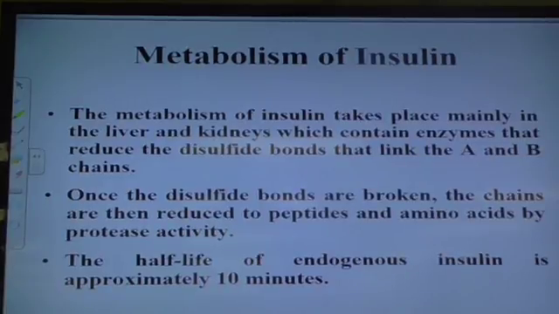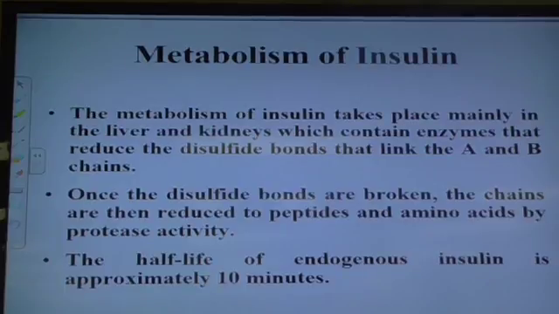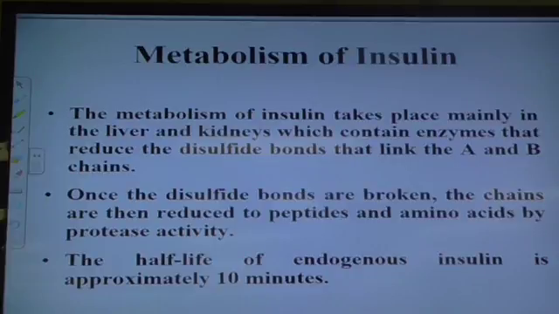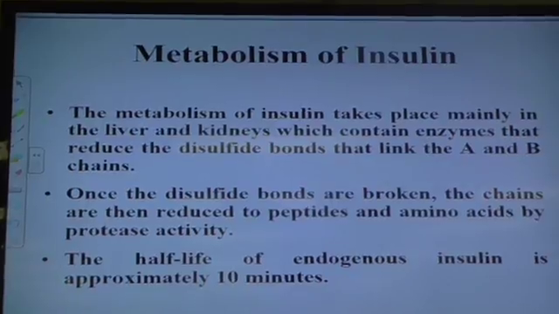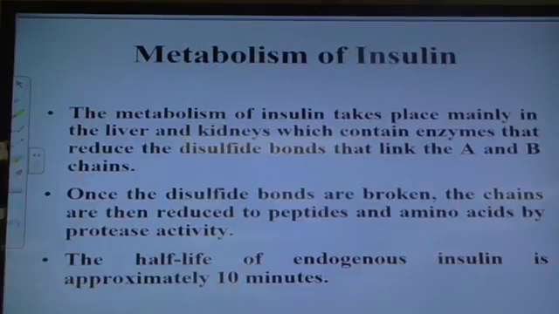Now, what happens to insulin? Well, what organs do you think metabolize it? Liver and the kidney, because they metabolize the other ones, right? And they contain enzymes that reduce the disulfide bonds that link those A and B chains together. Once they're broken, the proteins are broken down into peptides and amino acids by protease activity, and then they will either be excreted or recycled for use. Now, the half-life of endogenous insulin is only about 10 minutes. And what does that tell you about how powerful it is? The shorter the half-life, the more powerful the hormone is.